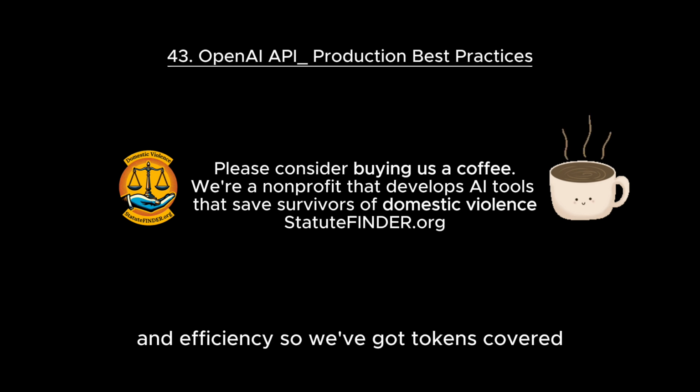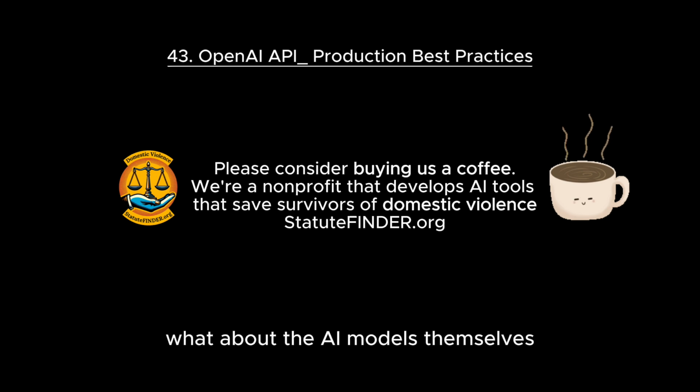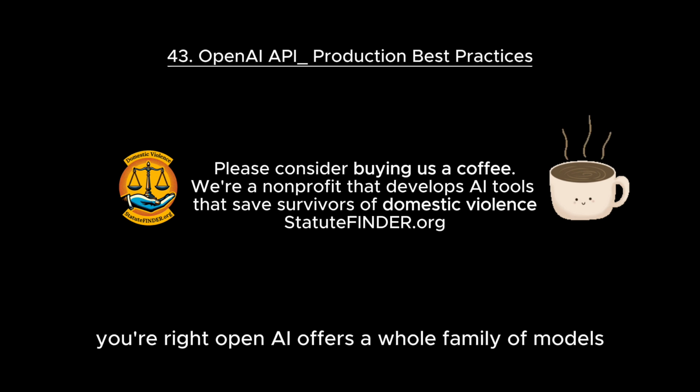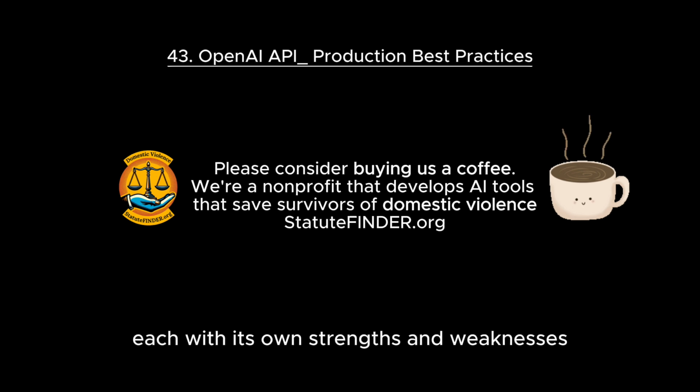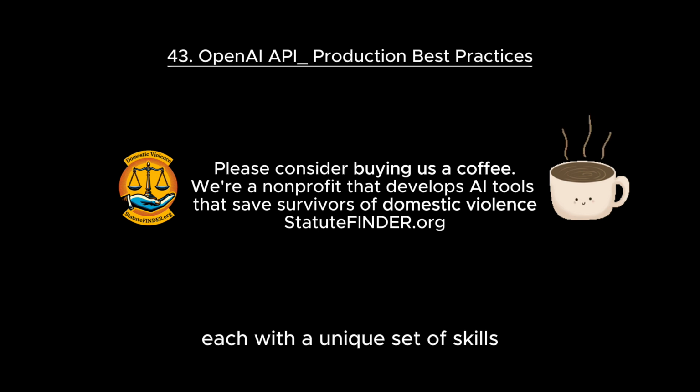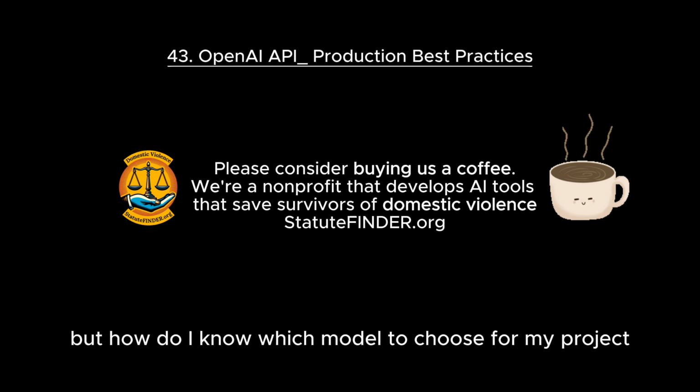So we've got tokens covered. What about the AI models themselves? I know OpenAI offers a variety, GPT-3, DALL-E, and probably others I haven't even heard of yet. You're right, OpenAI offers a whole family of models, each with its own strengths and weaknesses. It's like having a team of specialists, each with a unique set of skills. I like that analogy, but how do I know which model to choose for my project?